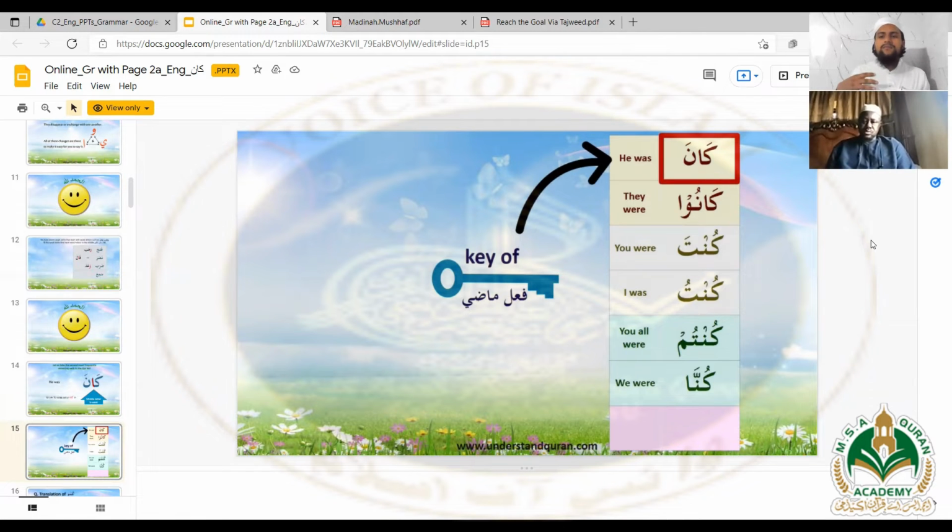Oh, sorry. We did it on a high level. It should be at a low level, not a high level, because this level is for fi'l mudari. The fi'l madi level is this one. Here, this level is the fi'l madi.